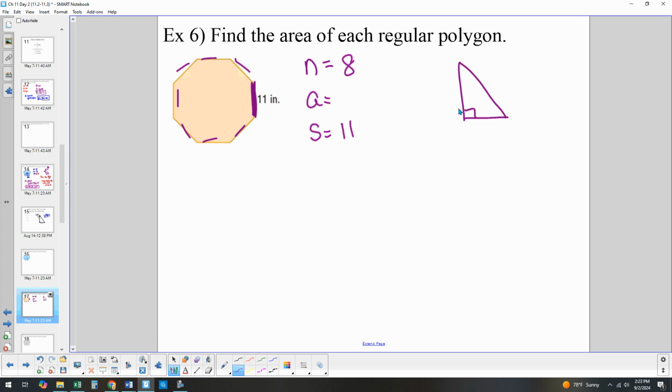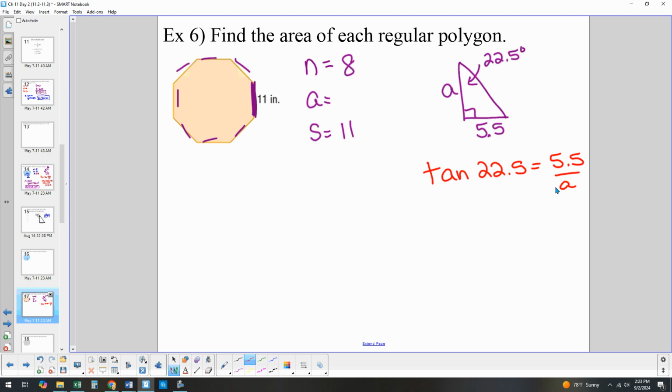I don't know a this time, so I'm going to put the letter a there. I do know how long the side is, and the bottom of this is 0.5 times 11, or 5.5. And my angle will be 360 divided by double 8, or 360 divided by 16, which is 22.5. So again, tangent 22.5 equals 5.5 over a.